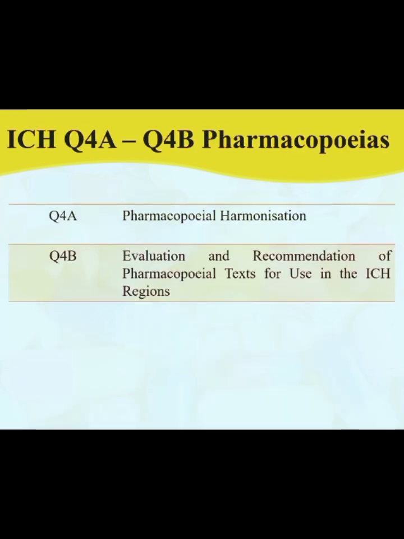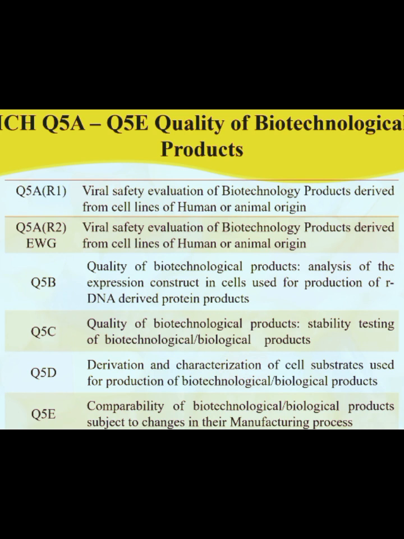The next one is ICH Q4A to Q4B. It mainly deals with pharmacopoeial harmonization. Q4A deals with pharmacopoeial harmonization, and Q4B it deals with evaluation and recommendation of pharmacopoeial text for the use in ICH regions. And the next one is Q5A to Q5B. The Q5 mainly deals with quality of biotechnological products. And the subcategories are Q5AR1. It deals with the viral safety evaluation of biotechnological products derived from the cell lines of human or animal origin.